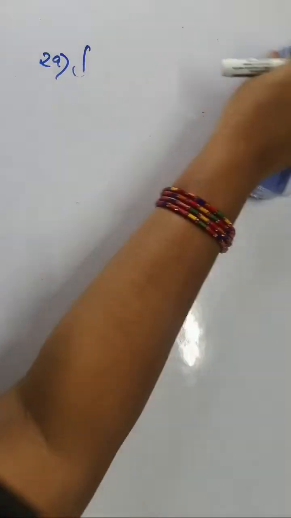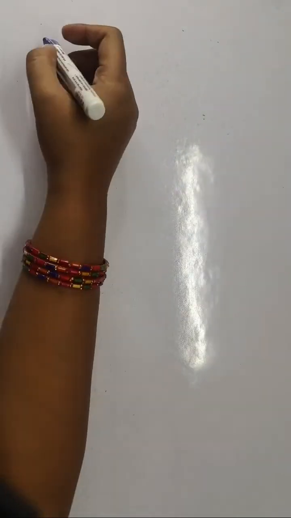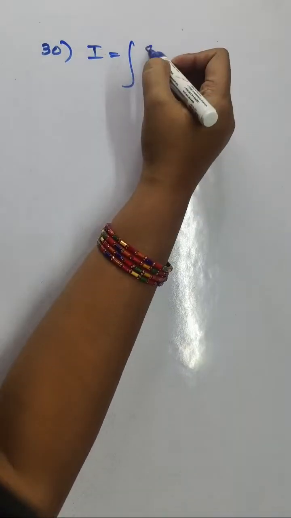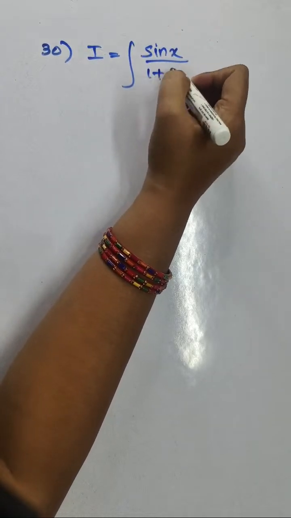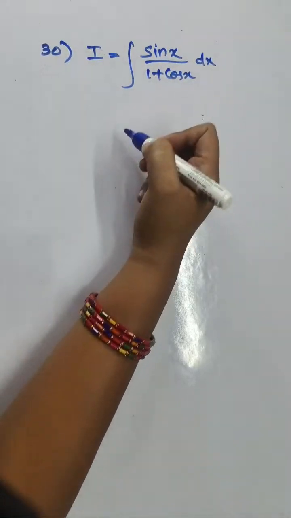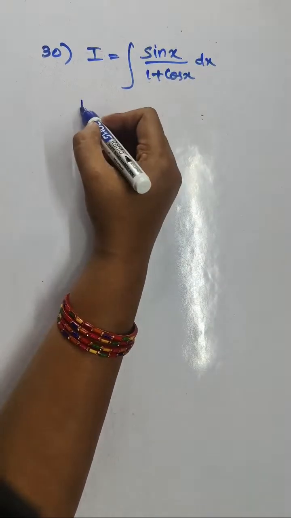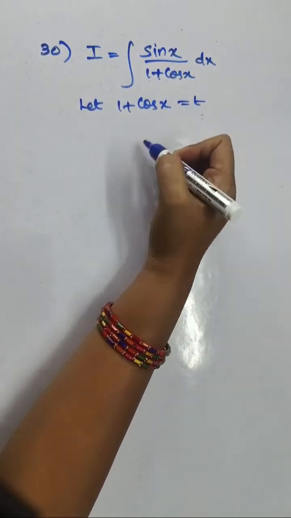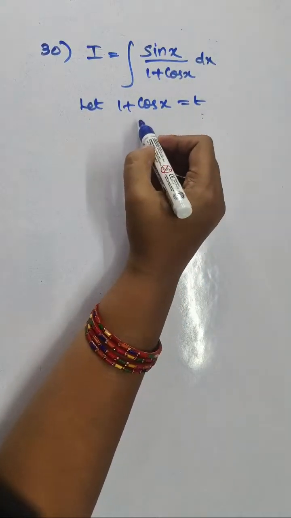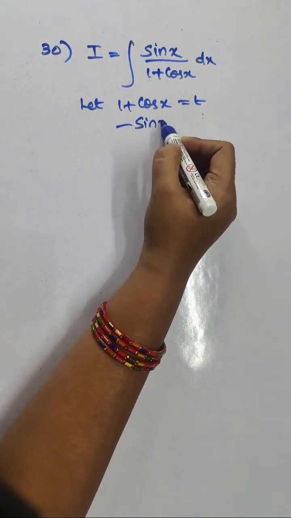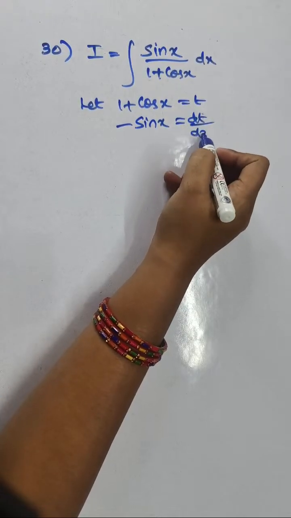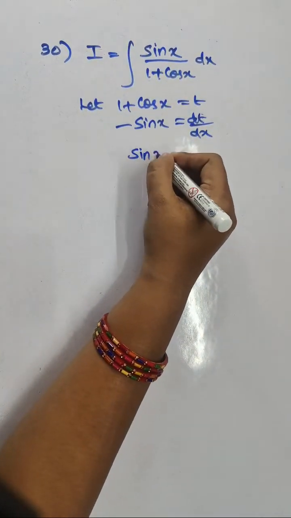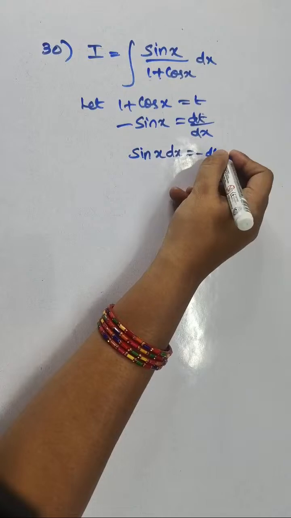Question number 30. Question number 30 is I equal to sin x by 1 plus cos x dx. Here, take 1 plus cos x as t. So 1 plus cos x equal to t. Differentiate both sides with respect to x. So I'll get 0 minus sin x equal to dt by dx. Since we don't have minus in the given question, take this minus to the left side. That becomes sin x dx is equal to minus dt.